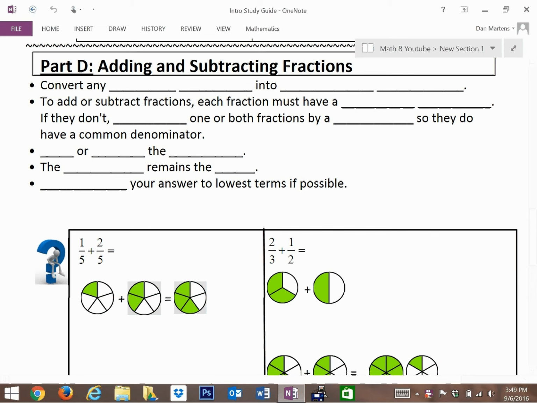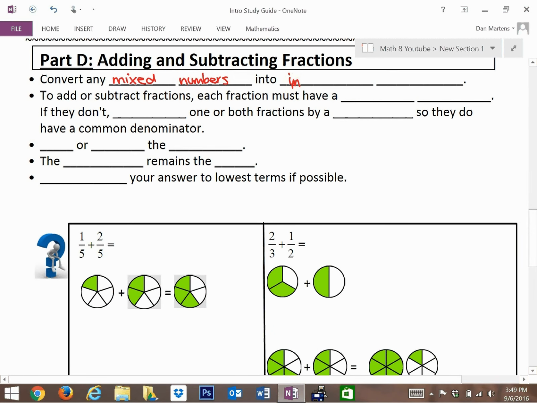The first thing that makes adding and subtracting fractions easier, it's possible to do it without this if you're incredibly careful, but I find it easier to convert any mixed numbers into improper fractions. And if you forgot how to do that, you can look at the previous lesson on this particular study guide. Just the first lesson, we went over that.